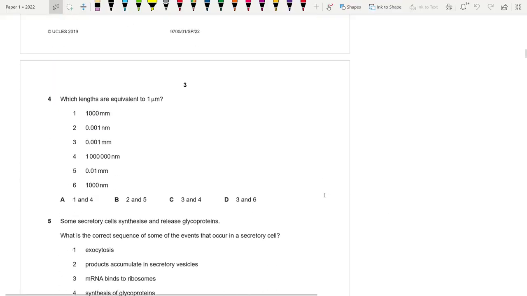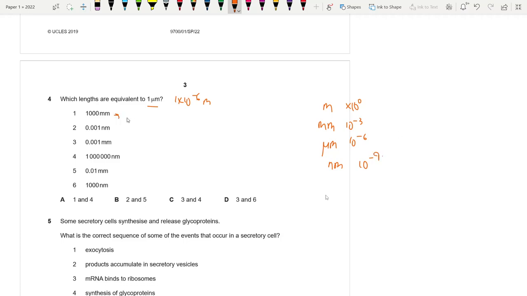Yeah. So for 4, which lengths are equivalent to 1 micrometer? Let's see. 1 micrometer is basically 1 into 10 to the power minus 6 meters. Remember that. It's like this. This is meter, millimeter, micrometers, and nanometers. This is 10 to the power 0, 10 to the power minus 3, 10 to the power minus 6, and 10 to the power minus 9.